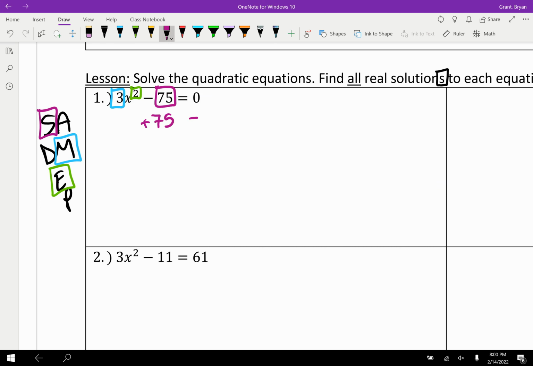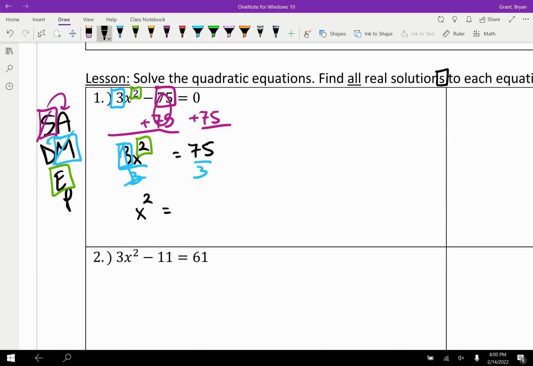Adding 75 to each side first will undo the subtracting 75. We just use the addition right next to it, and this gives me 3x squared equals positive 75. Next up, we have to undo the multiplication, so we undo multiplication using division. Maybe think to ourselves, what is a third of 75? Or if you have 75 cents and you split it into 3, you get that 25.